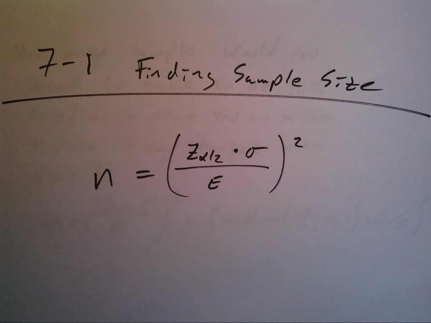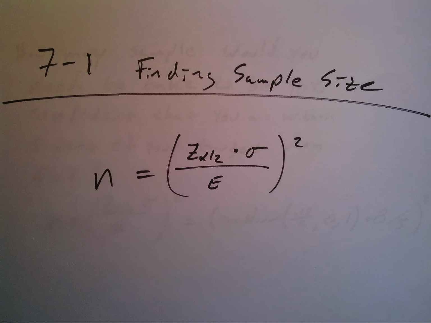Alright, this is 7.1, finding the sample size. This is the flip side of what we do in 7.1. Oftentimes in business, you want to take samples in order to find out how much you have to do. You want to find n. Well, let's find out how to find n.